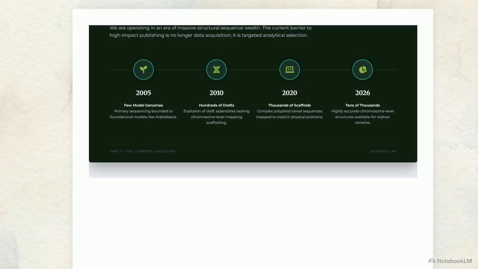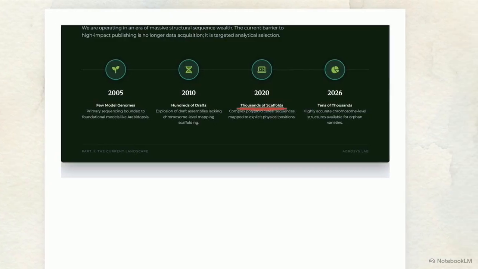This timeline charts the sequence wealth trajectory. In 2005, a few model genomes. By 2020, thousands of scaffolds. Look at the 2026 projection. We now access tens of thousands of highly accurate chromosome-level structures for previously ignored orphan varieties.